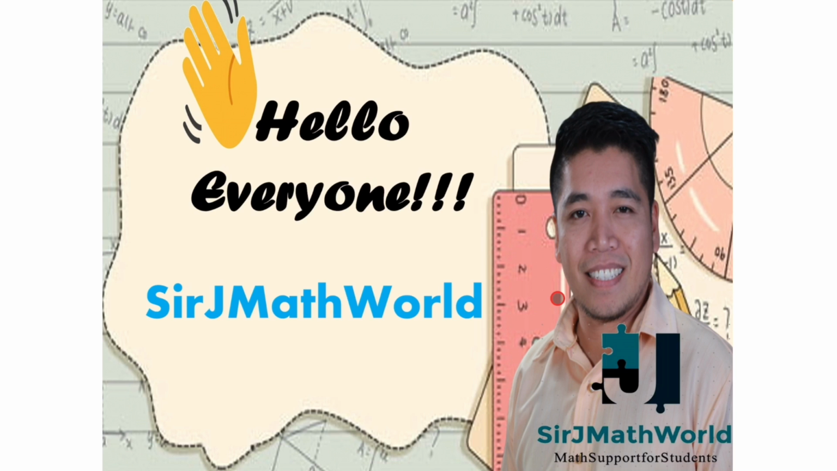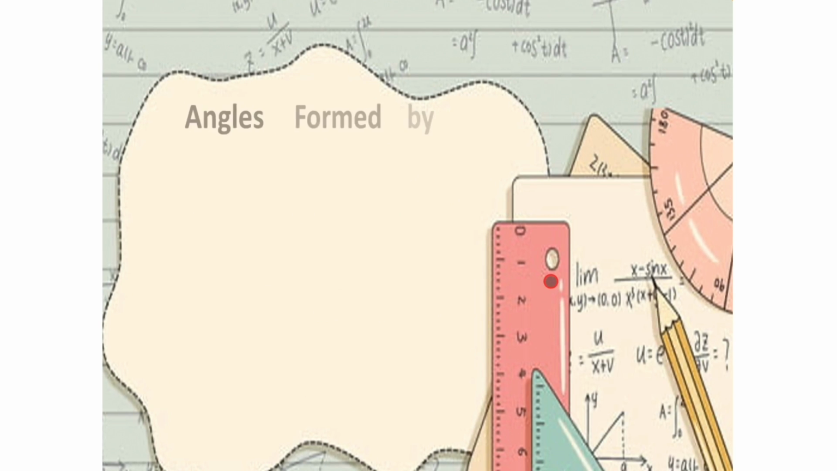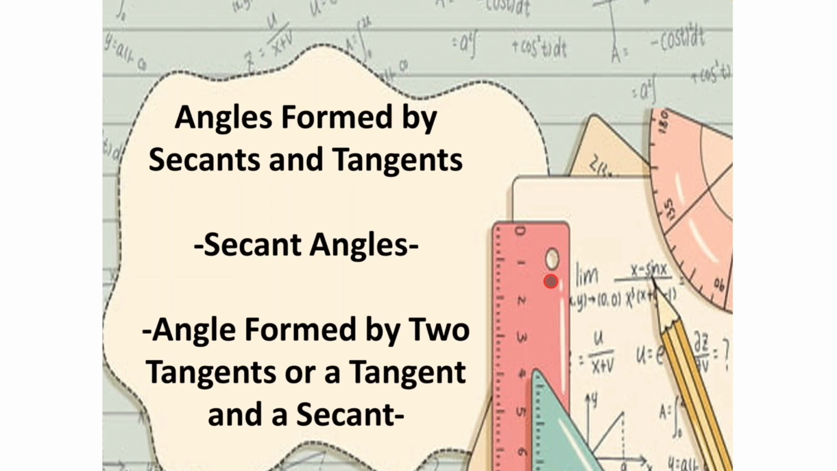So panibagong topic na naman natin i-discuss ngayong oras na to, at ang topic na to ay tungkol sa angles formed by secants and tangents. So nahahati itong topic na to sa dalawa. Yung isa is the secant angles at ang pangalawa is angle formed by two tangents or a tangent and a secant.